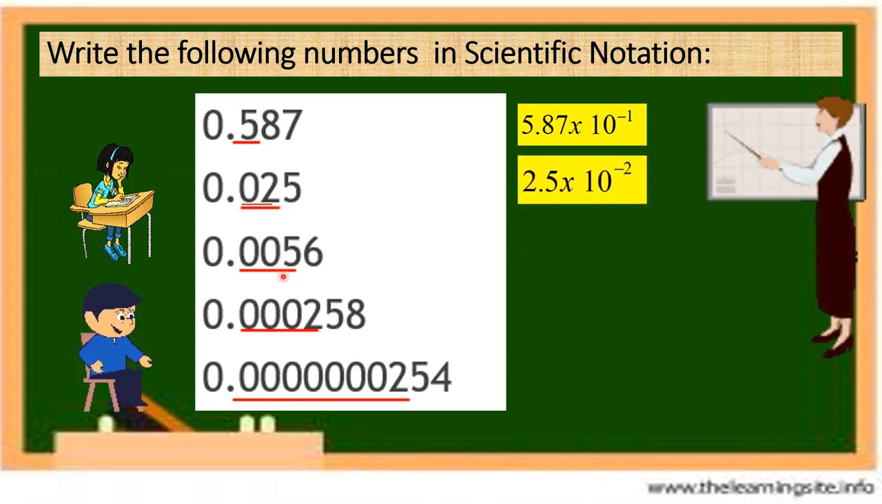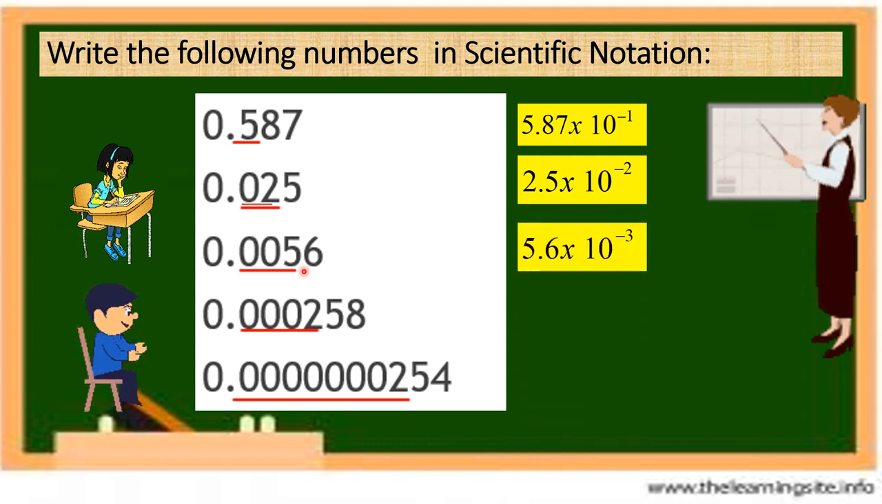We are in the third number. So we have 56 10,000s. The first non-zero digit is 5. So we'll place a decimal point between 5 and 6. Then after that, we count the number of digits to the left. 1, 2, 3. So that is 5.6 times 10 raised to negative 3.